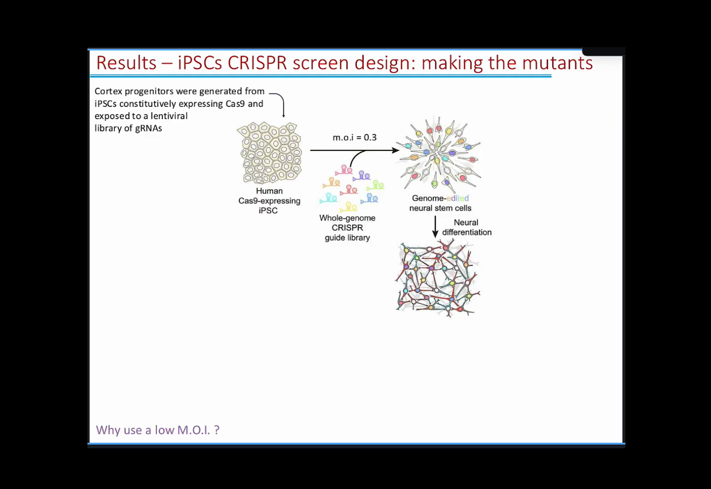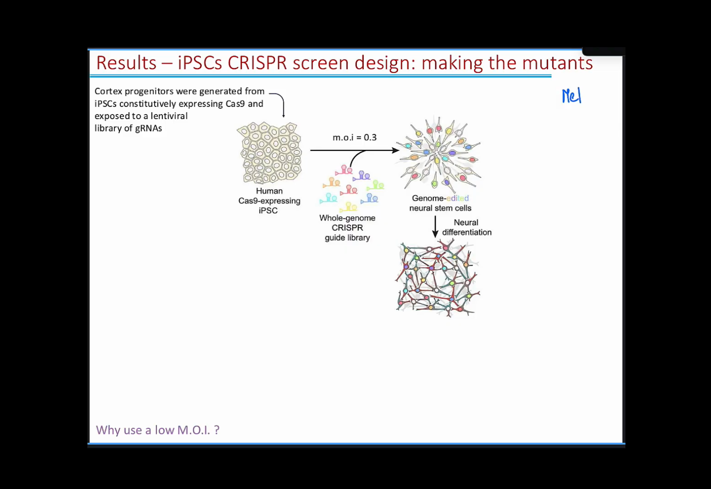My question to all of you is, why use such a low MOI? In the previous paper, by design, they had flooded the cells with viruses so that they knew that each cell was going to be infected by several viruses and therefore have several guide RNAs. Why do you think, in this case, they're going for a very low MOI? You know what I mean?